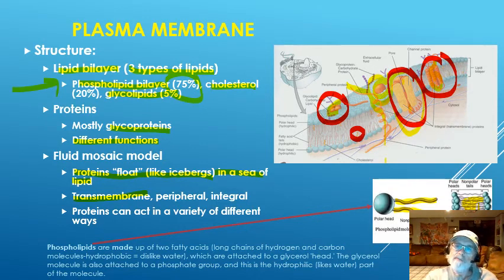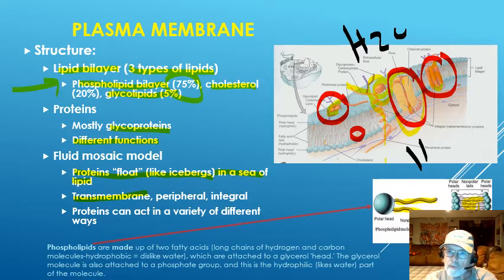This whole inner side is good, because the outside of the cell is mostly what? Mostly water. The inside of the cell is mostly what? Mostly water. So this lipid layer in the middle, up the center right here, helps to prevent the water from getting through. It's like putting oil in water, and that's what happens.